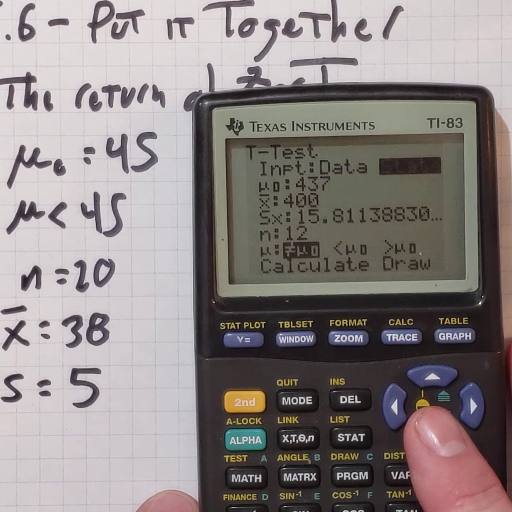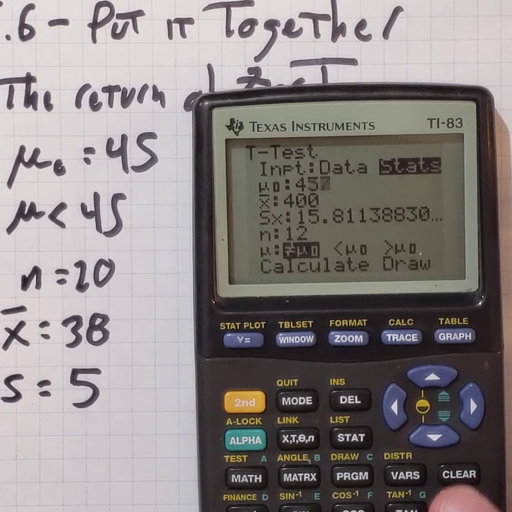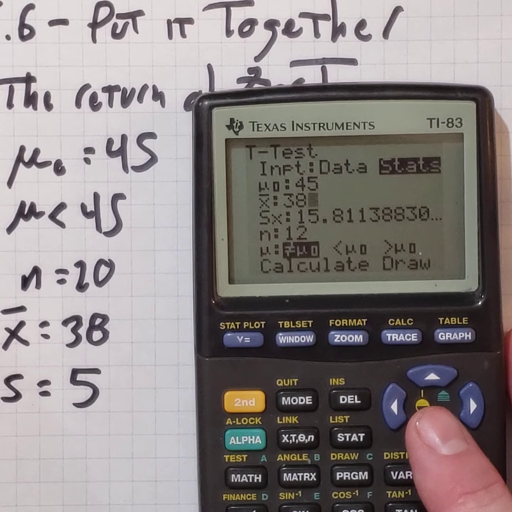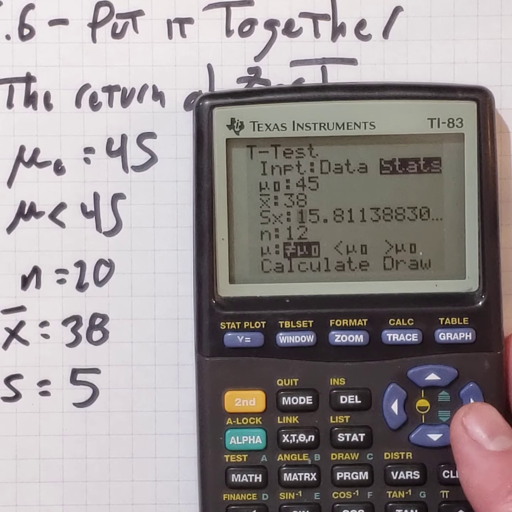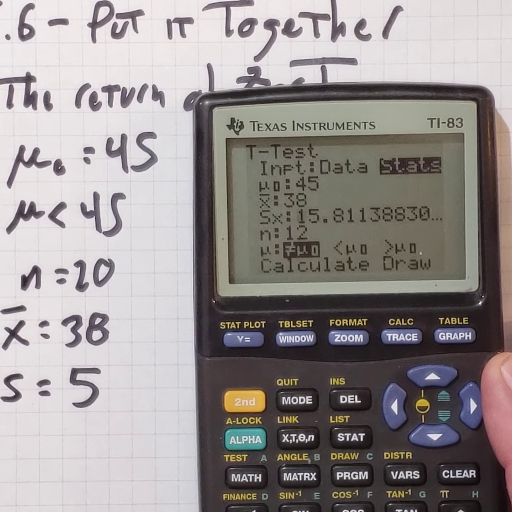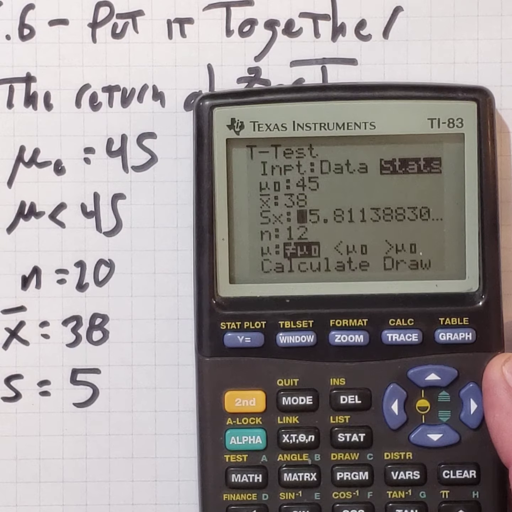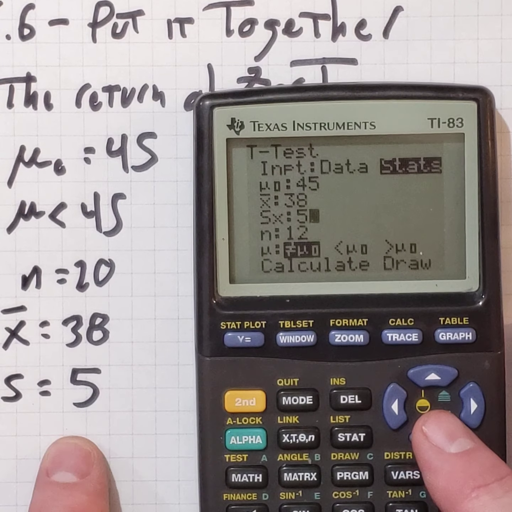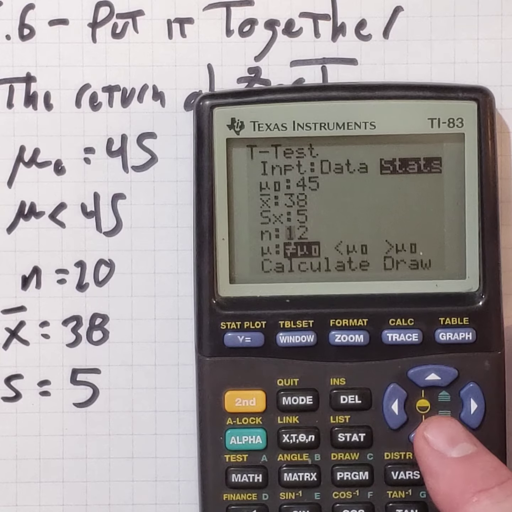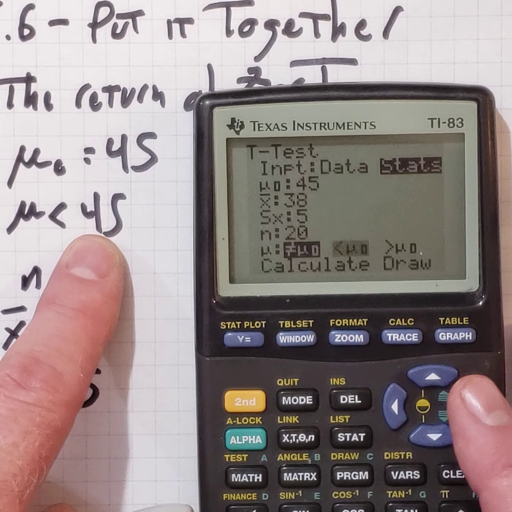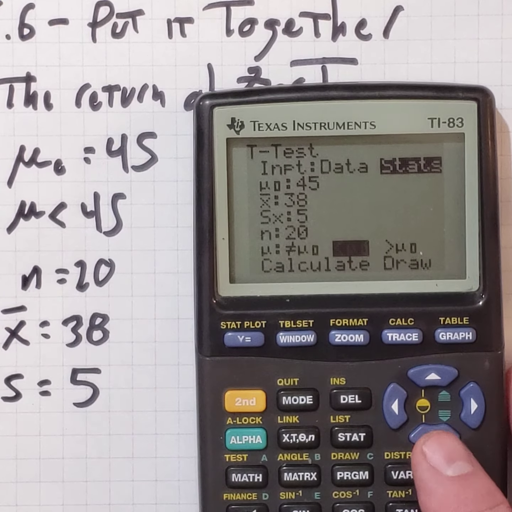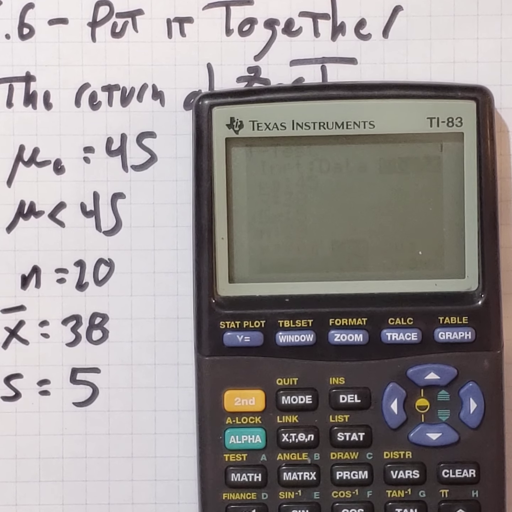And the only difference, right, our mu naught is 45, that's the same. Our X bar is 38, that's the same. It's not the same number we used before, but it's the same information you're having to type in. Difference here is that Sx is your standard deviation, so that would be 5 instead of sigma. You're still just typing the number in, it's just that the number you're typing it into is different. Our sample size is 20, and we believe that the actual average is less than mu naught, so we have to choose the less than option and calculate.